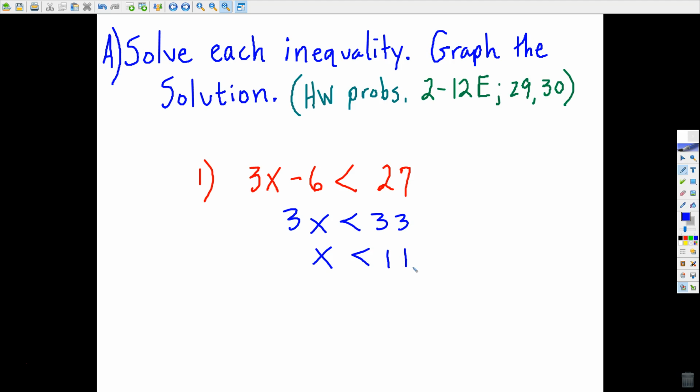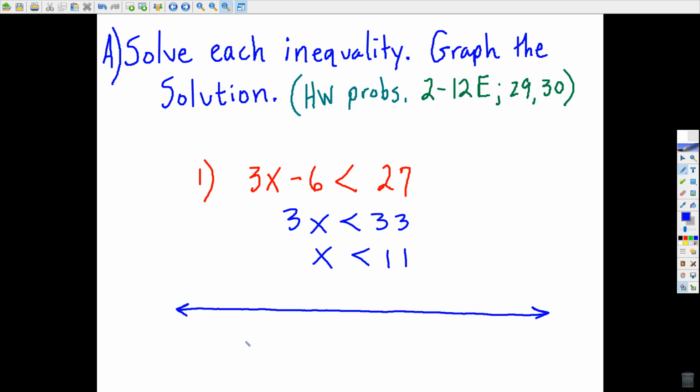When we're solving equations, if there is a solution, it's just one number. When we're solving inequalities, if there is a solution, it's a range of numbers. In this case, it's any number we can pick that's less than 11. So the way we show that in picture form or graph form is with a number line.